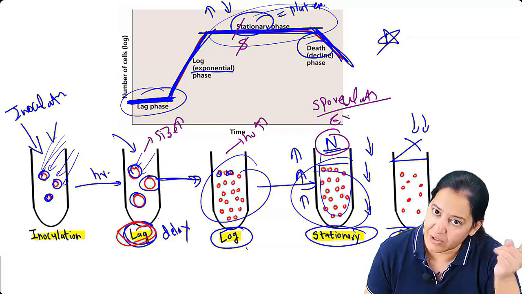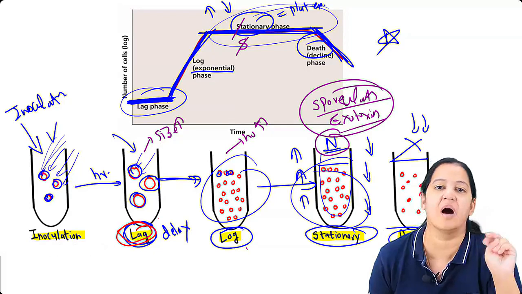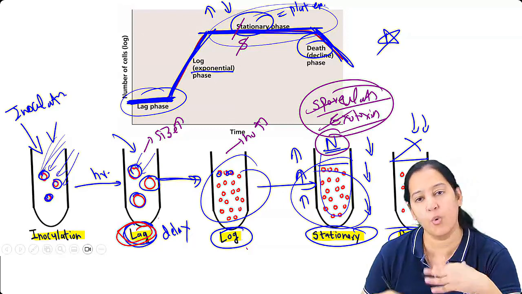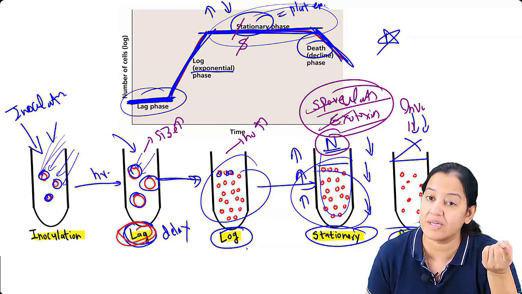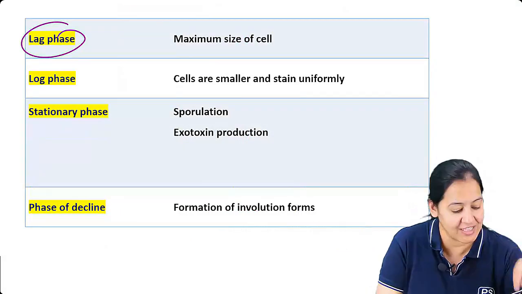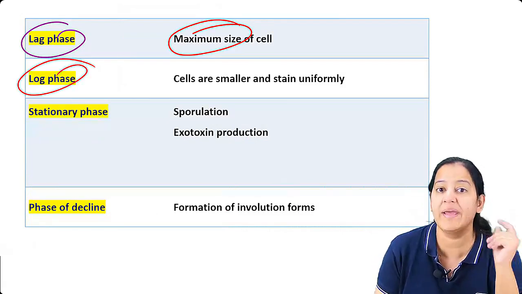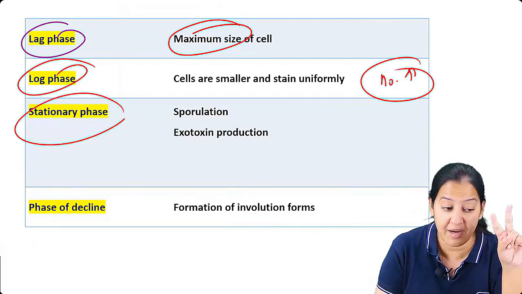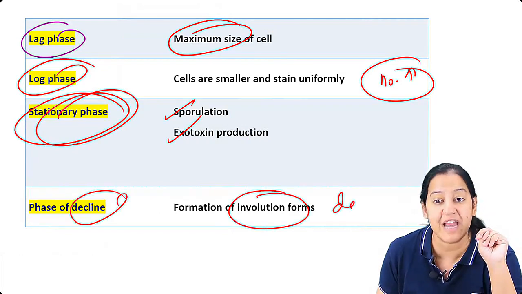Sporulation hoga and exotoxin also formed. Bacteria will start forming exotoxin. So two things happen. Both of them occur in unfavorable conditions: sporulation and exotoxin formation. And last, when the bacteria are only dying in the decline phase, involutionary forms are formed. Dead bacteria are known as involutionary forms. You got my point? So you tell me, lag का खास बात क्या है? What is the unique thing in the lag? Say ma'am, maximum size. Log का खास बात क्या है? What is unique in log? Say number become maximum. It's not written. You can write number become maximum. Stationary may learn two unique things: sporulation, exotoxin formation. And decline may its involutionary form, मतलब dead bacteria, dead form.